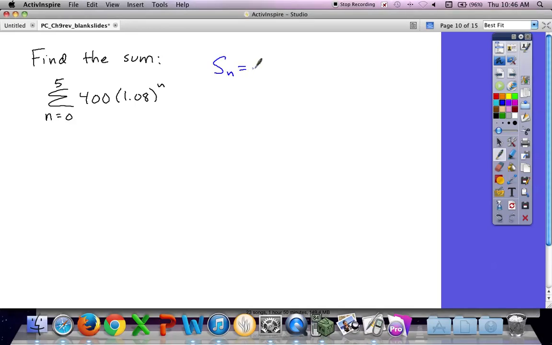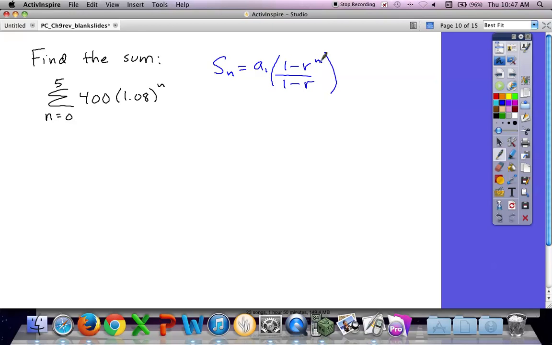Close. A1 times 1 minus r to the n over 1 minus r. So what do we need to plug into that formula? We need A1, we need R, and we need N.